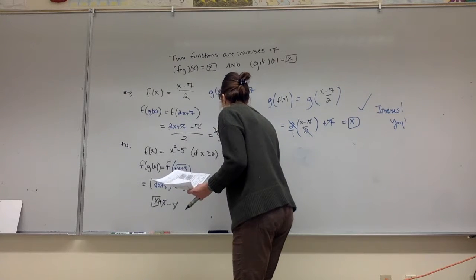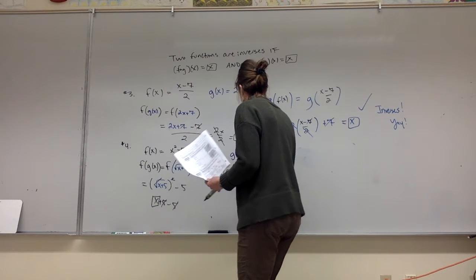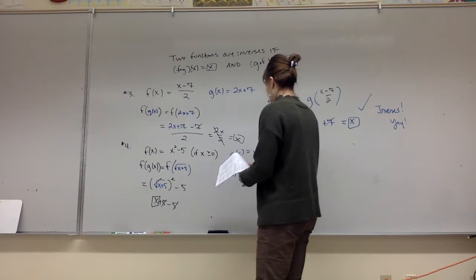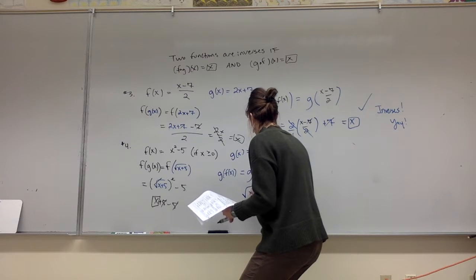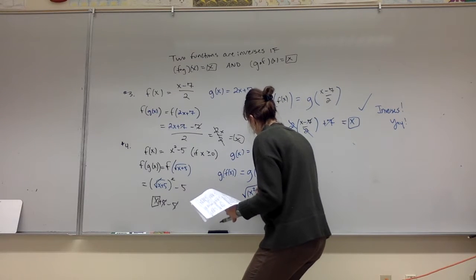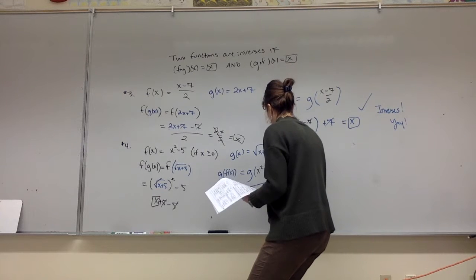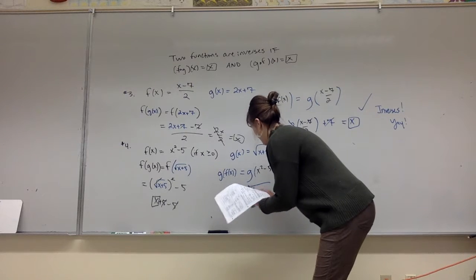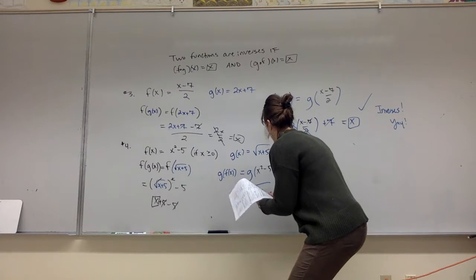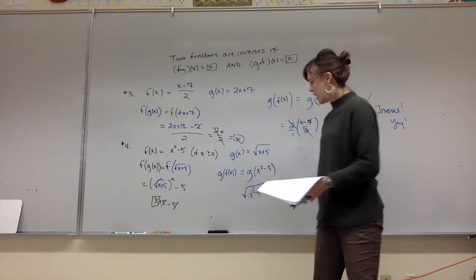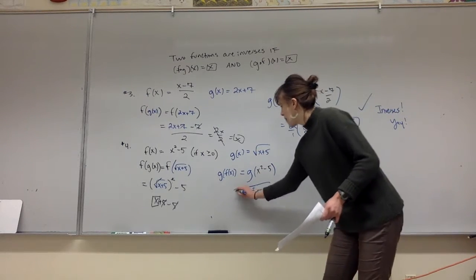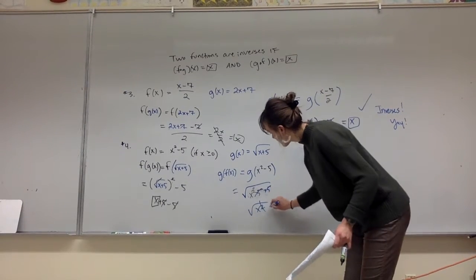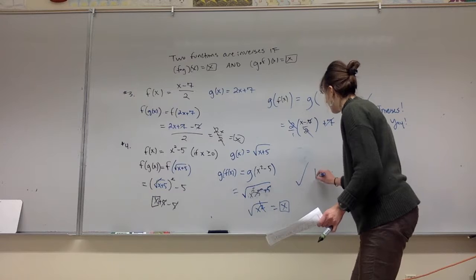So then I have g of f of x here, which equals g of x squared minus 5. So I'm going to plug in square root x squared minus 5 plus 5 there. Oops, I should reverse those colors. X squared minus 5 plus 5. So what can I do here? 5's cancel, and then I'm left with the square root of x squared. Those cancel, and I'm just left with x. So that works, inverses.